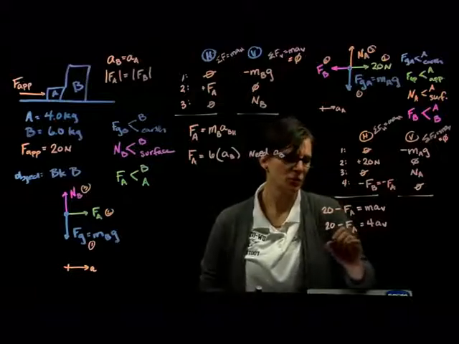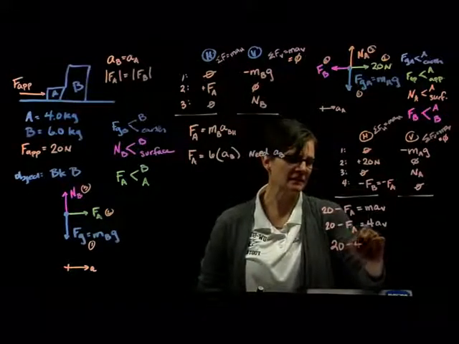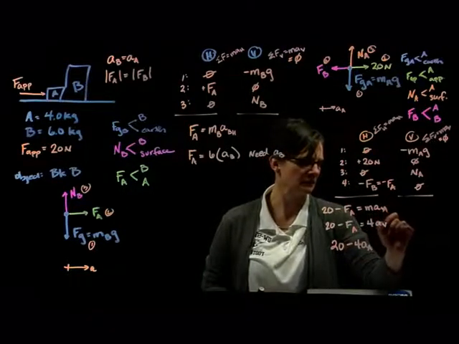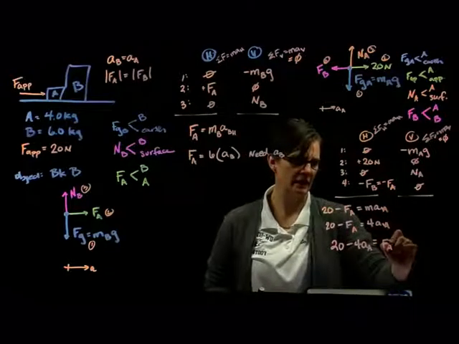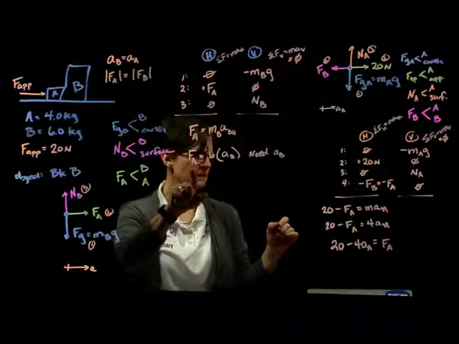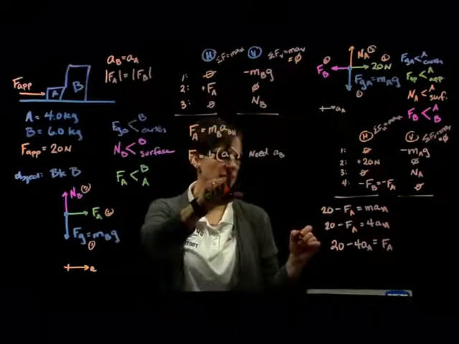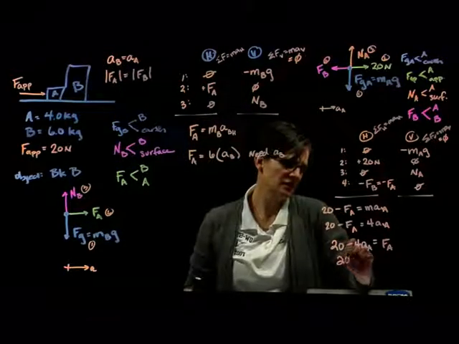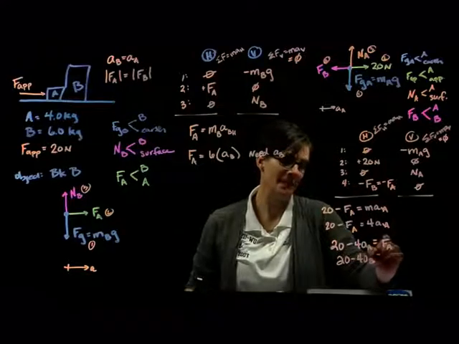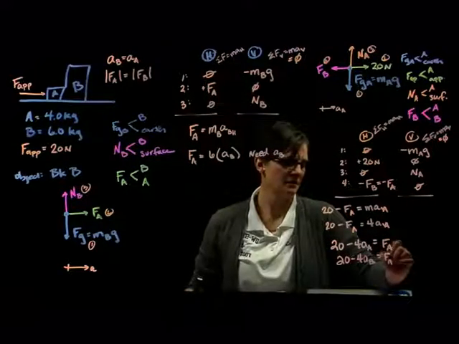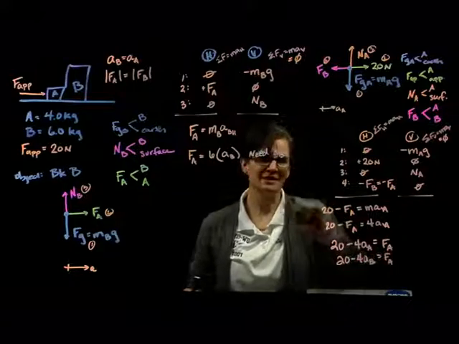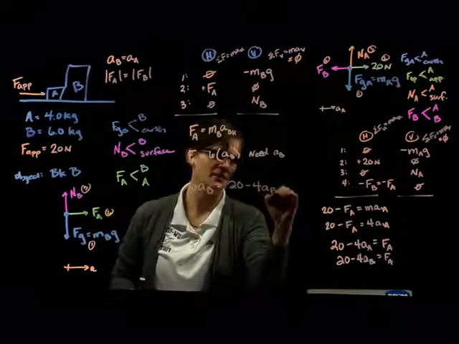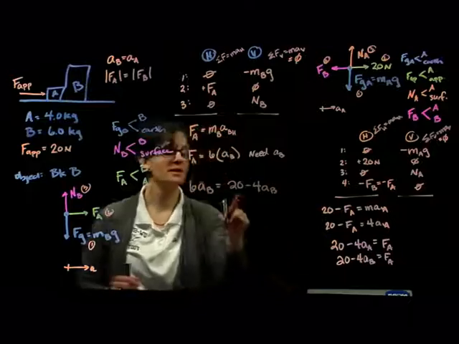Well, then I'm left with 20 minus 4 times the acceleration of A, this should say A, not V, there we go, is equal to the force of A. And I also know that the force of A is equal to 6 times the acceleration of B. And I know that the acceleration of B is equal to the acceleration of A, so this is really 20 minus 4 times the acceleration of B is equal to the force by A. So I can relate these two equations. 6 a_B is equal to 20 minus 4 a_B. And I can solve for my acceleration of B.